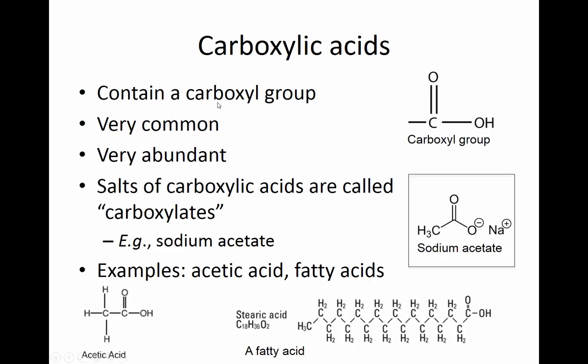Carboxylic acids contain the carboxyl group. This is what the carboxyl group looks like. We have what's called the carbonyl, the C double bond O here. Attached to the carbon is also an OH. And that is the carboxyl group. They're very common, very abundant. Like I said, fatty acids are carboxylic acids. Acetic acid is fairly common. And if we have a salt of the carboxylic acid, it's called a carboxylate. So sodium acetate is a carboxylate right here.